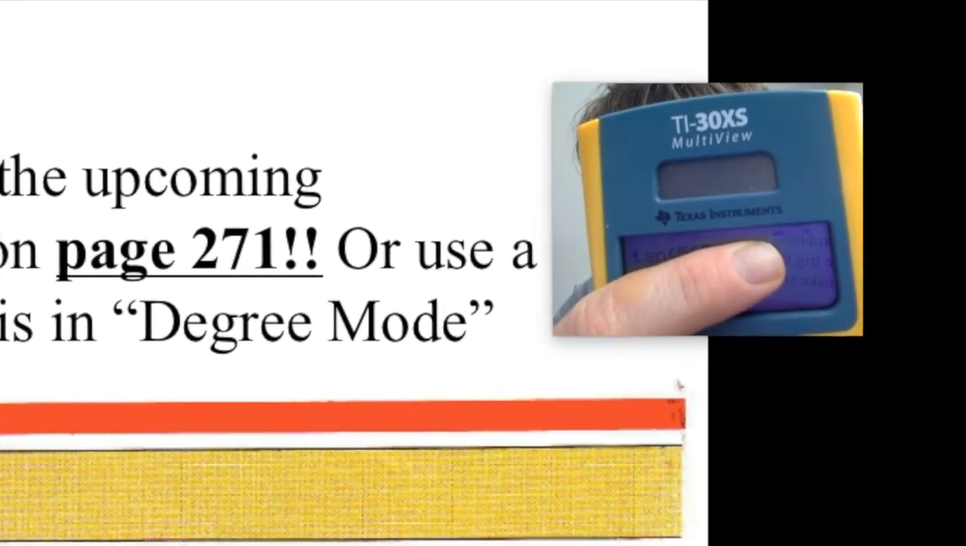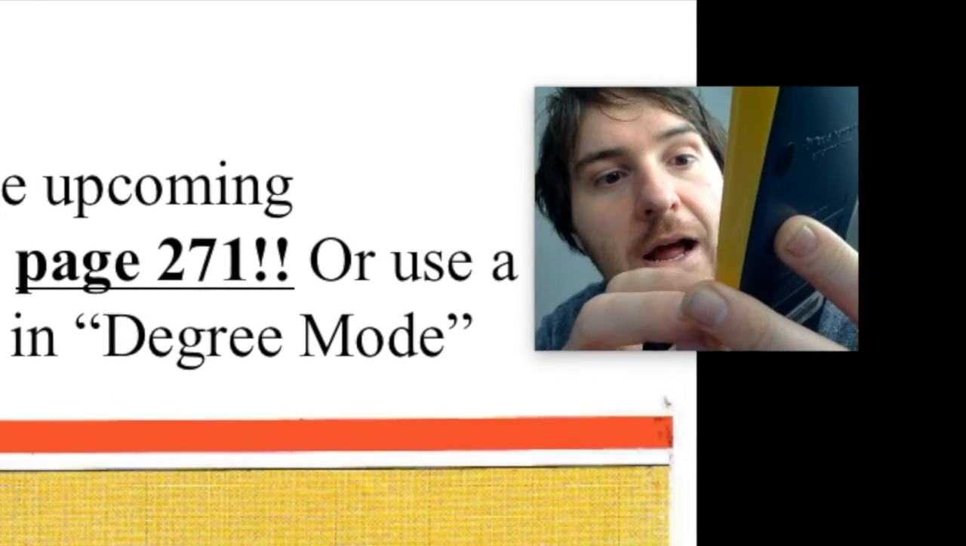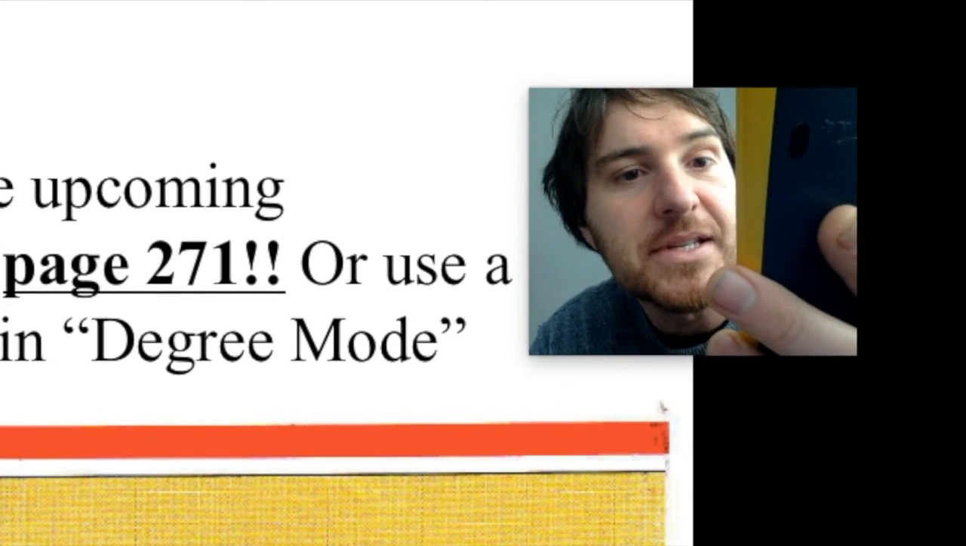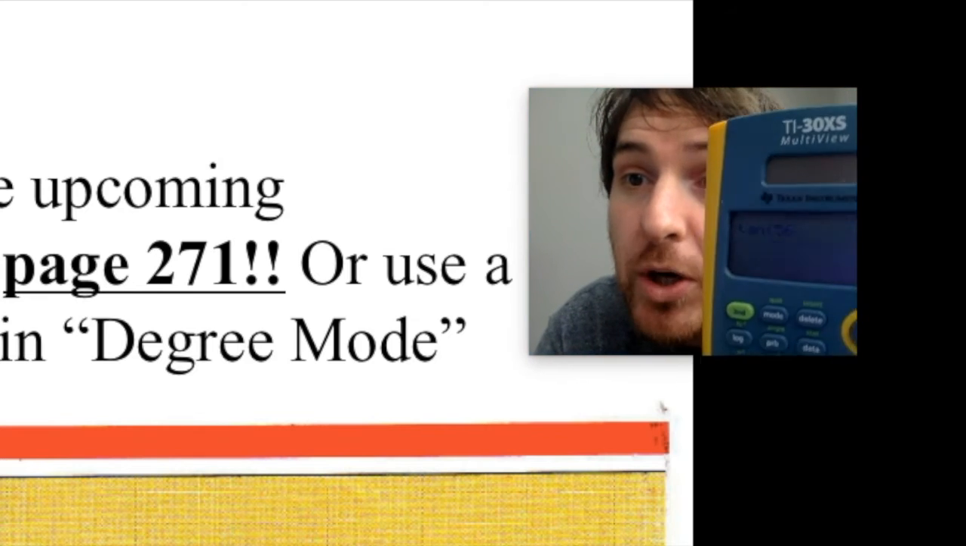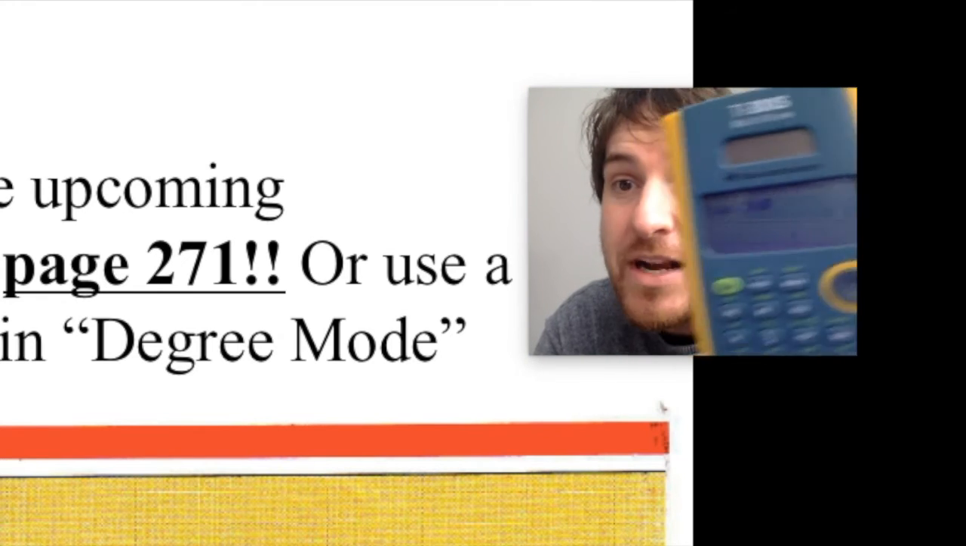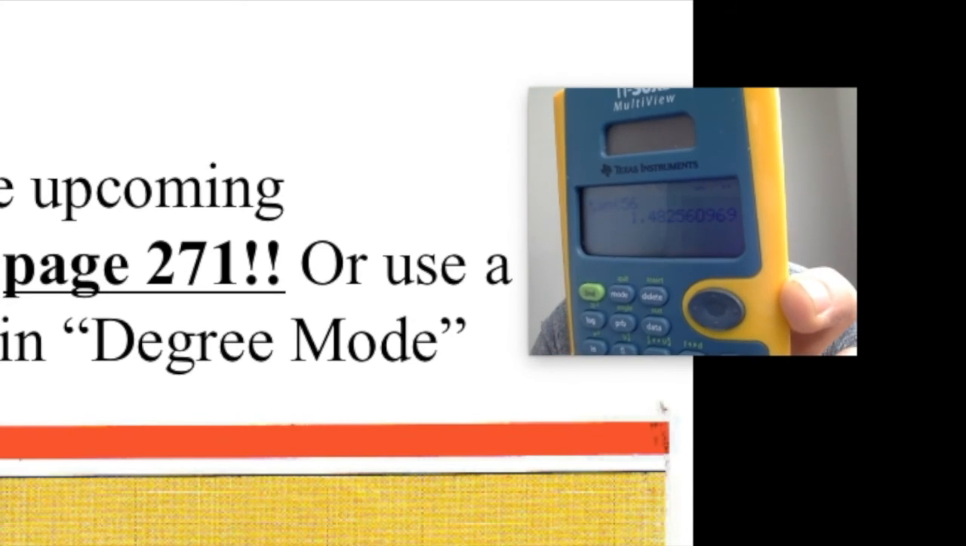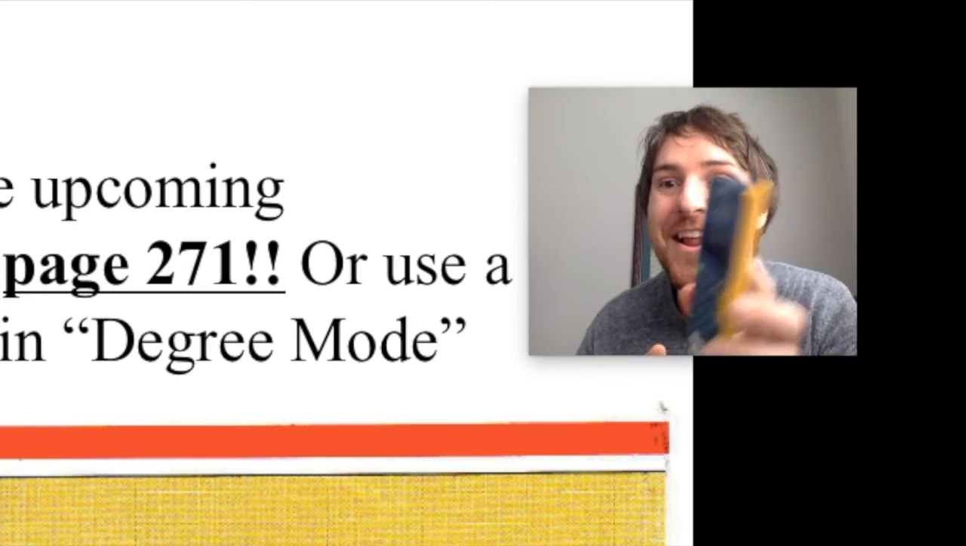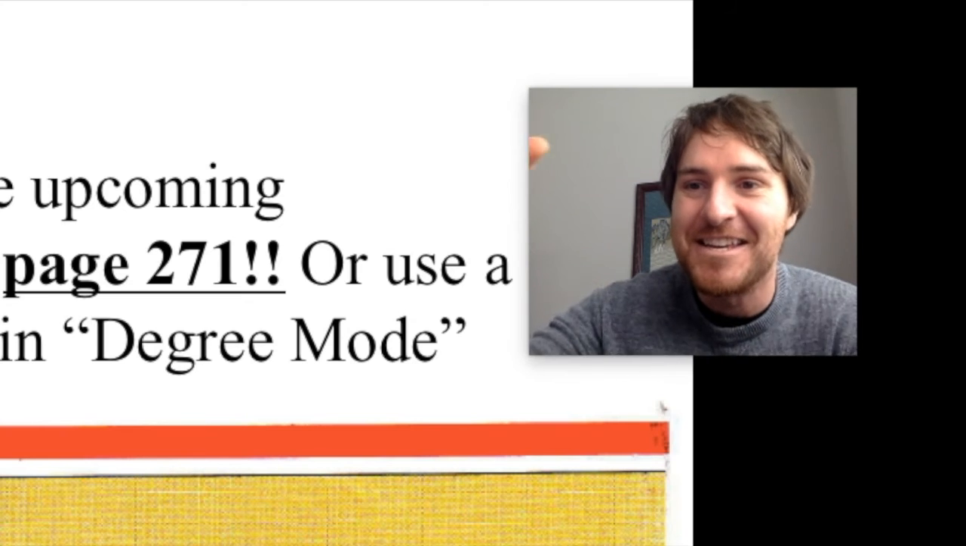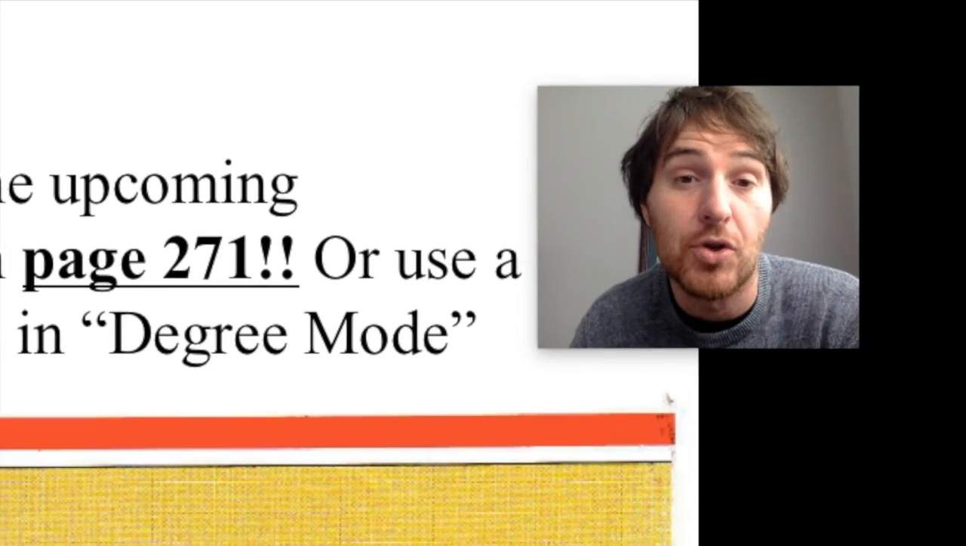Not degree mode, not radian mode. You might have to look around for a little bit. It's in different places on different calculators. You might have to Google where degree mode versus radian mode appears on your calculator. Hit enter, and I get the same thing here too. I get about 1.48 or so, about 1.5 times the size of the adjacent side, which is the opposite side of the 56-degree angle.